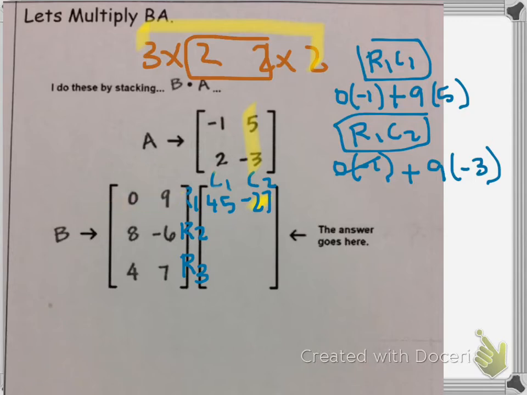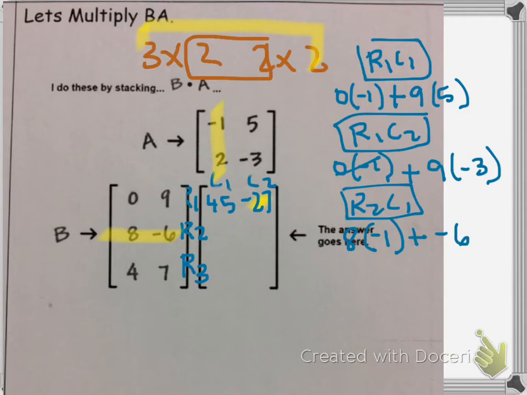I'm not using those two anymore because I'm going to the next one. This position right here comes from row 2, column 1. So I'm going to have to use row 2 and column 1 to find my next answer. Row 2 is 8, and then in the column it would be a negative 1, and then plus a negative 6 times 2. So that would be a negative 8 and a negative 12 for a negative 20 altogether for that position in my matrix.